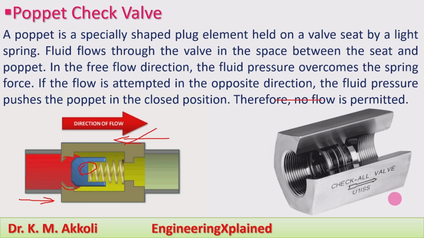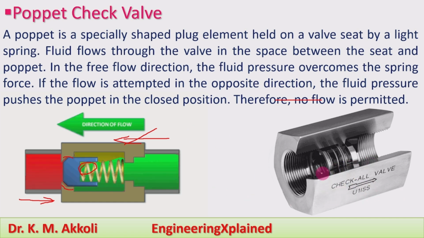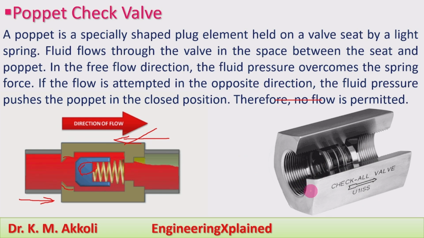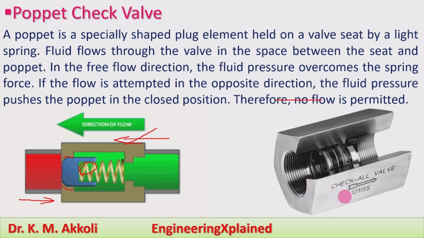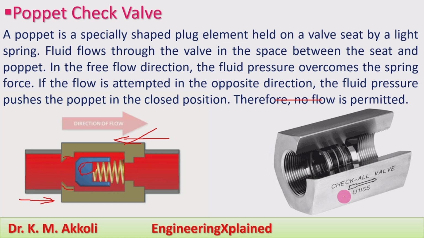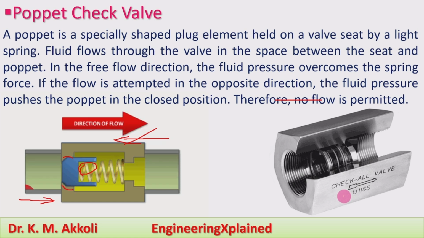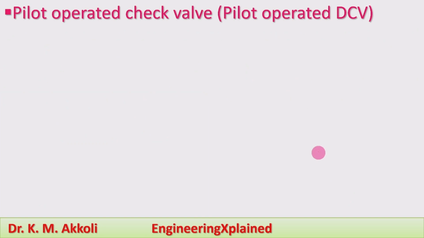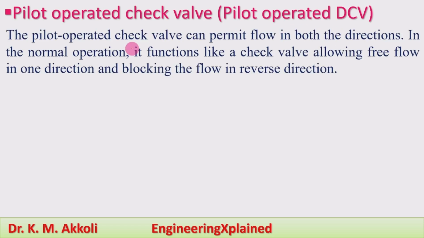Okay, that is how the different types of check valve are. This is a picture which shows the poppet type of check valve. Next, we'll take the pilot operated check valve, which is also called a pilot operated direction control valve. Here, the pilot operated check valve can permit the flow in both directions.